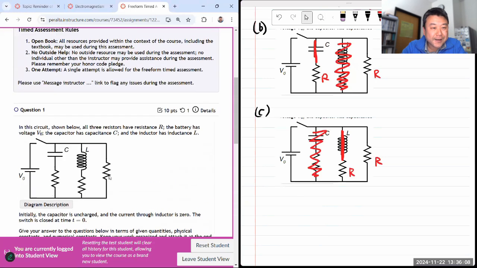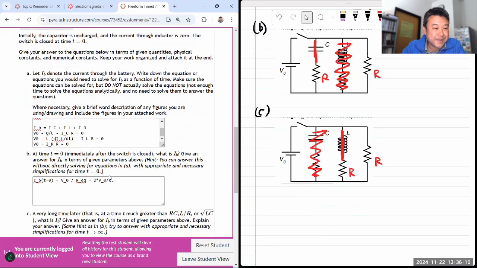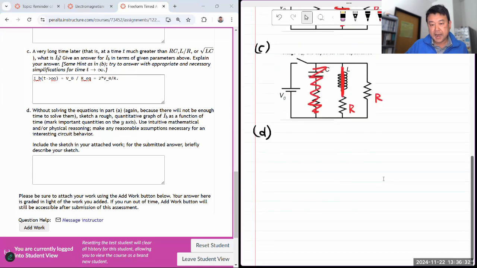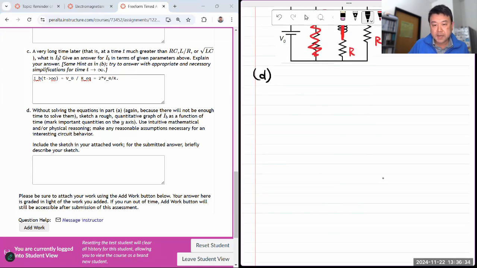So how much time do I have? I got 11 minutes. That might be enough time, but it says, without solving the equations in part A, sketch a rough quantitative graph. That's interesting. I think having done B and C gives me some idea, because having done B and C, I know some asymptotic behavior of my current.